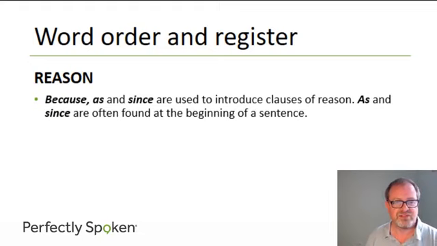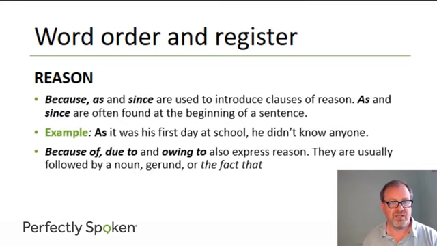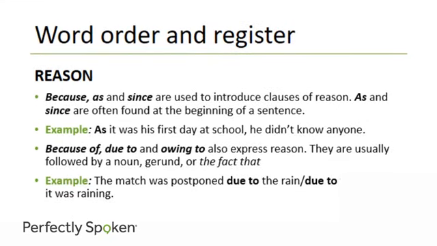Okay, now looking at reason. Because, as, and since are used to introduce clauses of reason, that means with a subject and a verb, etc. As and since are often found at the beginning of a sentence. For example, as it was his first day at school, he didn't know anyone. Because of, due to, and owing to also express reason, and they're usually followed by a noun or noun phrase, a gerund, or the fact that. Let's see this better. The match was postponed due to the rain, or owing to the rain, or due to the fact that it was raining, or because of the rain, etc.